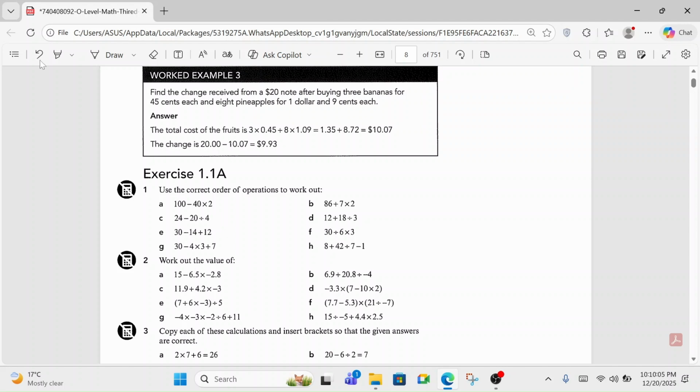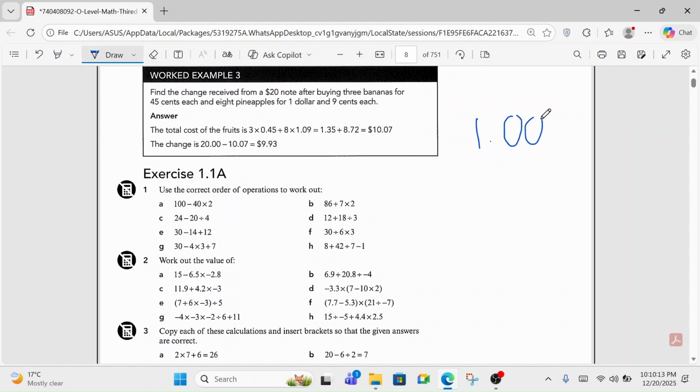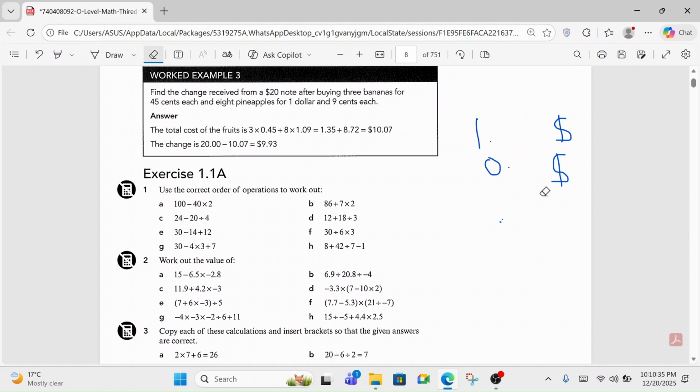So we know that $1 is basically, this is how we represent $1. And 45 cents is represented as this, plus $1.09. $1.09 will be represented as this. Okay. So this is how it works.